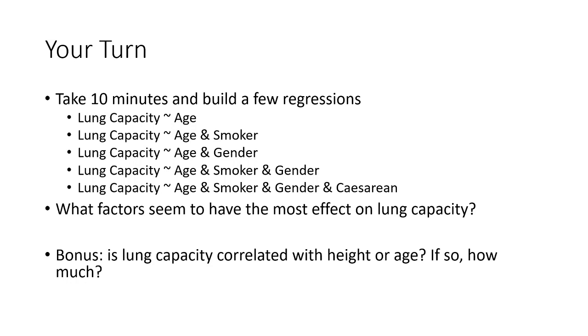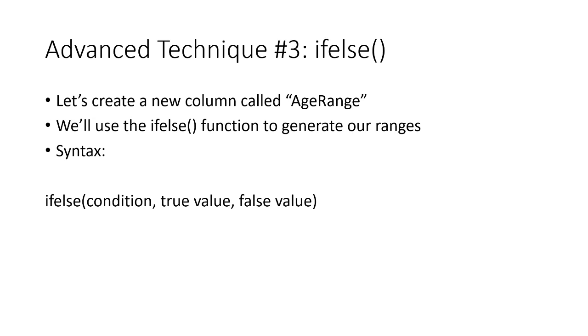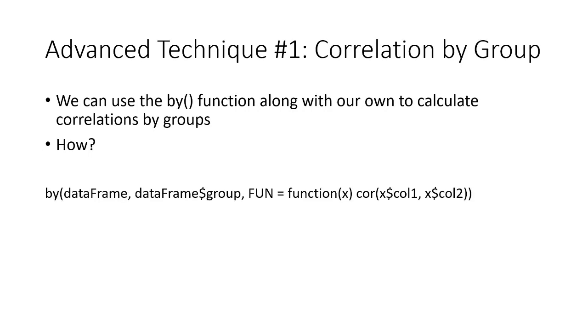Now, I'm just checking my slides real quick, because I don't want to get ahead of myself. Let's see. Whoops. We don't want to do advanced techniques yet. I'm sorry. Actually, yes, we are doing advanced techniques next. Here we go. Okay. So advanced technique. These advanced techniques are based on some of the questions that I have received throughout this course. The first advanced technique we're going to look at is to see if we can perform a correlation by group. For example, the correlations we just ran between age and lung capacity and height and lung capacity were across our entire data set.